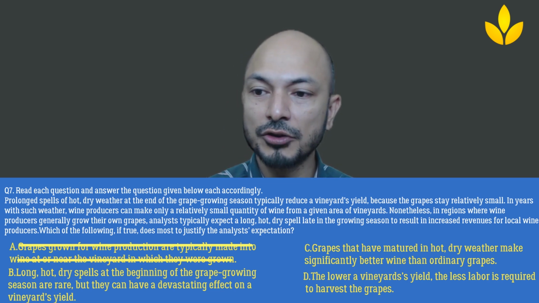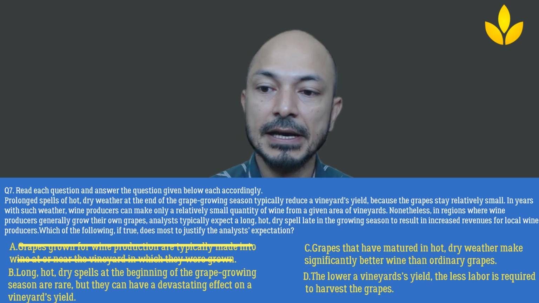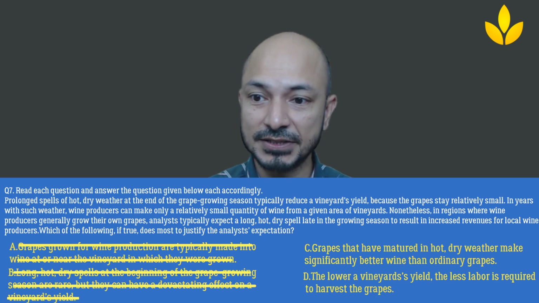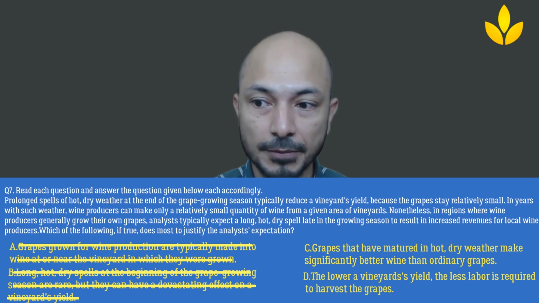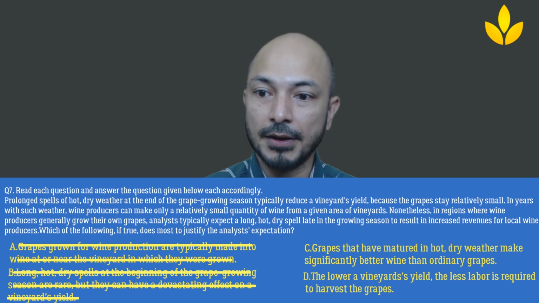B, long, hot, dry spells at the beginning of the grape growing season are rare, but they can have a devastating effect on a vineyard's yield. Now, again, B doesn't really justify the expectation of increased revenues over here, because they are just talking of a dry spell. So we can leave aside B for now.